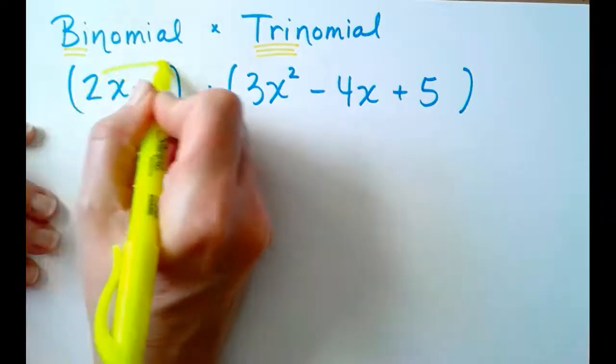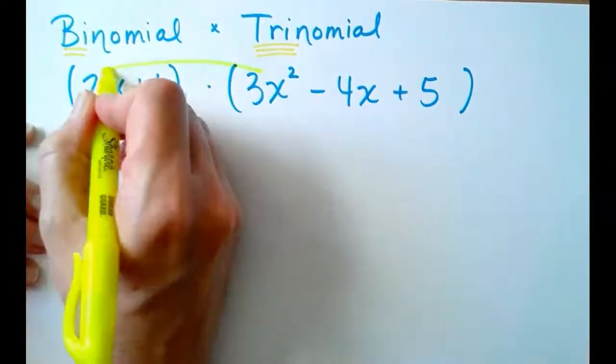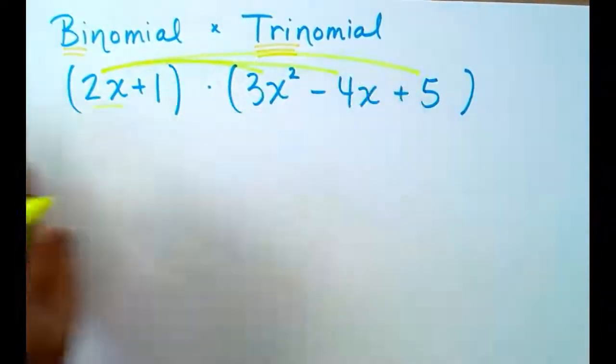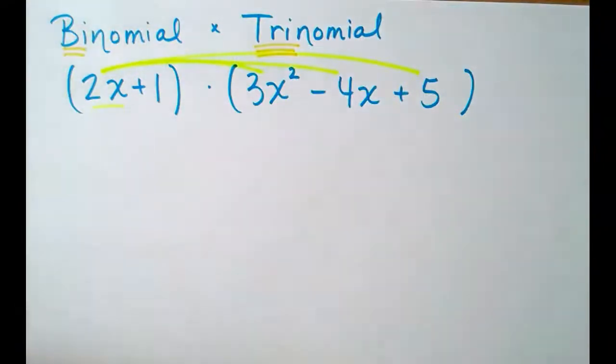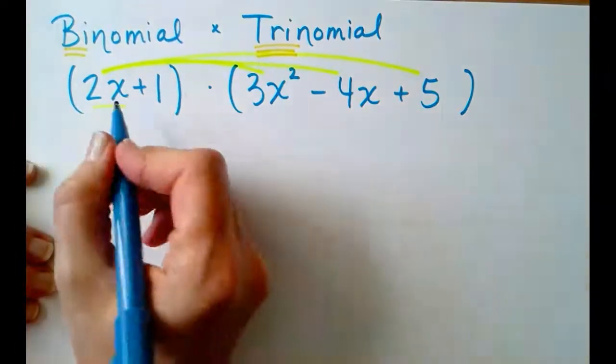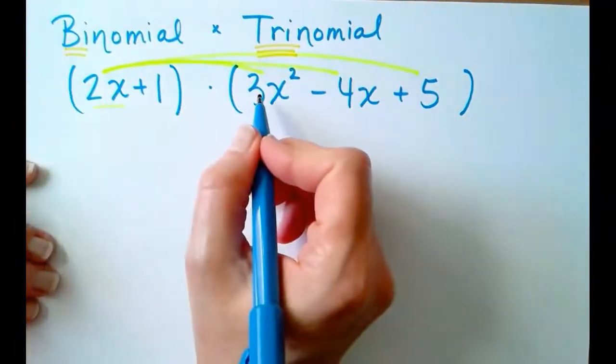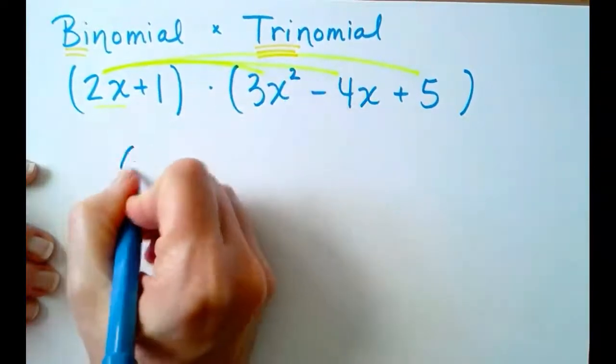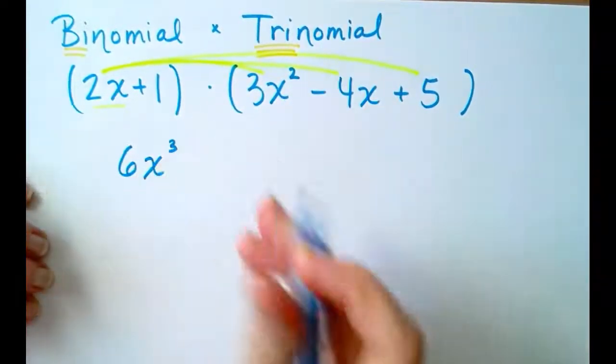First, we're going to distribute the 2x, which is the first term, all the way through the second set of parentheses. And I am going to use the vertical method here to line up my like terms. So 2x times 3x squared is 6x cubed.